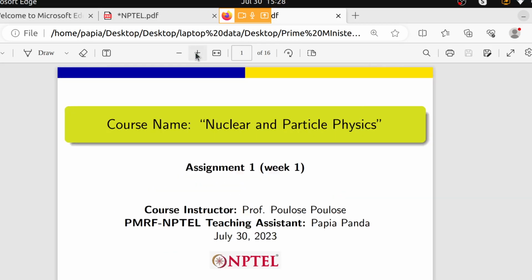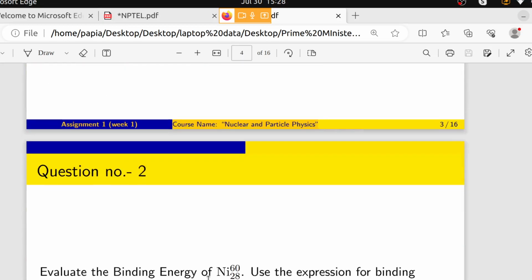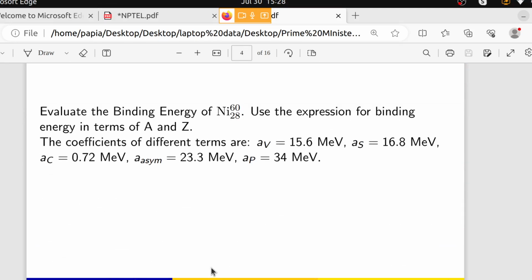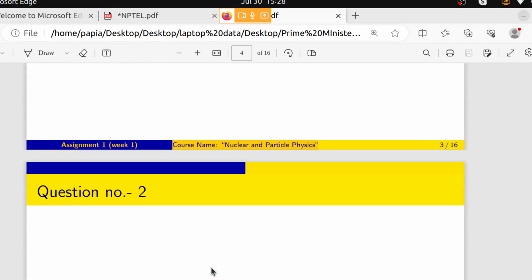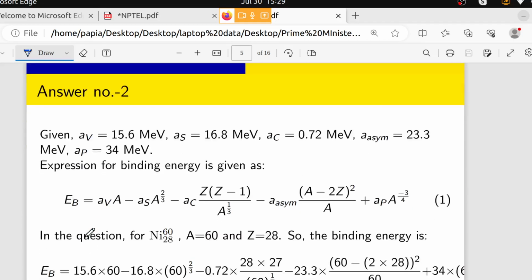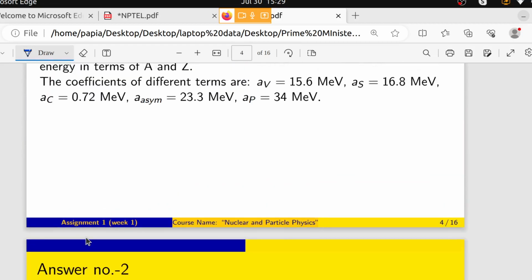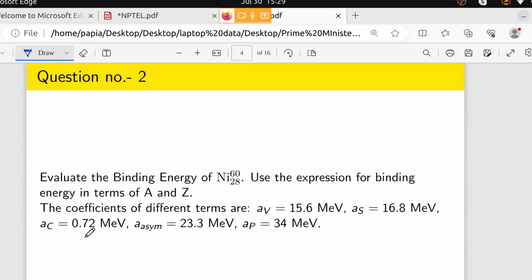In that first week assignment, you can see that the first 2 questions we have already discussed. The first one is the radius of the nucleus, and then the second one is the binding energy of fluorine 9, 19. It is already discussed in the previous slide. But we have another question in that week 1 session.